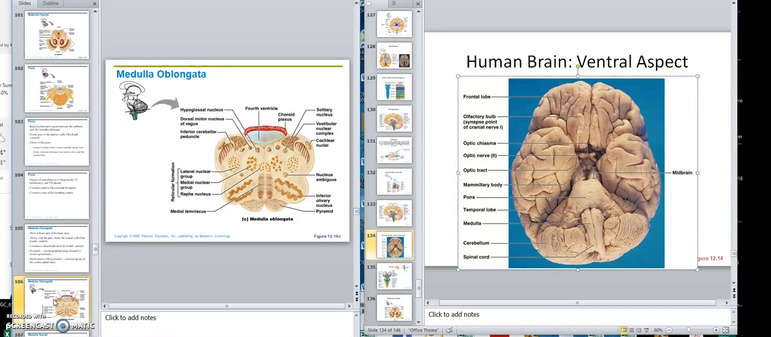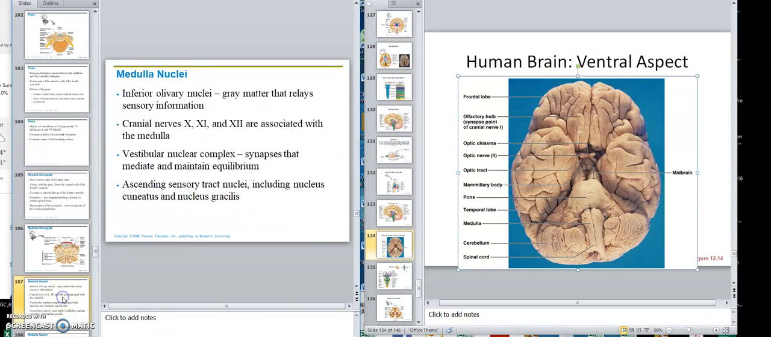Medulla oblongata, just looking at it. We don't have to get real detailed. I'm not going to make this test real hard. I'm just kind of giving you an idea of how this works. And then we have some cranial nerves that come from there. We'll talk about the vestibular nuclei. That helps control equilibrium, and the cerebellum also helps with that. Okay.